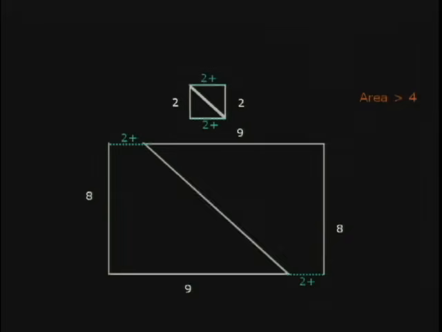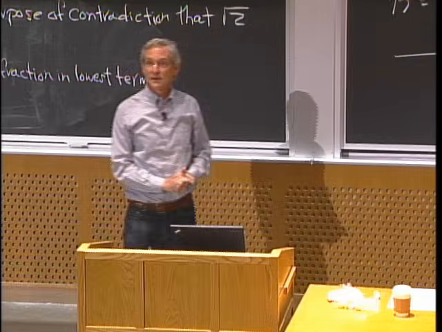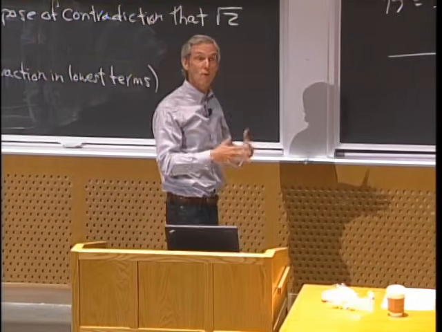Now the area of the little rectangle is bigger than 4, because I got 2 times something bigger than 2. And you can see here I have the 8 left over, and I have 9 plus 2 plus, which means it's a little bit bigger than 11 by 8. I got area bigger than 88. Add them up. I got area bigger than 92. So I started with 90, and I created more than 92.